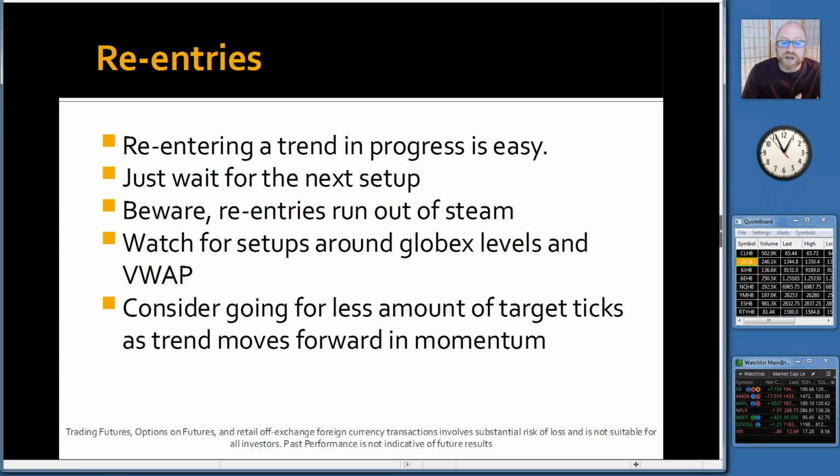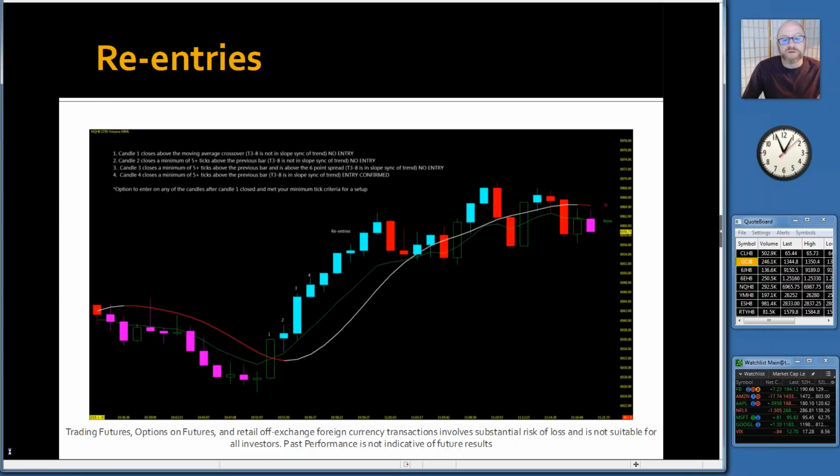So always watch for setups around Globex levels. Watch that VWAP. A lot of times price action is going to stop right there like hitting a wall. And so you might want to wait for price action to move beyond that VWAP. All right. So consider going for less amount. So let's say your first contract, you're going for 10 ticks, but as you have re-entries up the line here, all right, maybe you're going to go for smaller amount. Maybe you're going to go for 5 ticks this time.